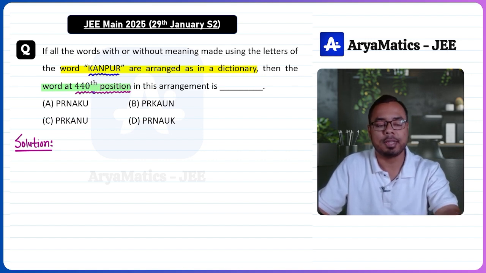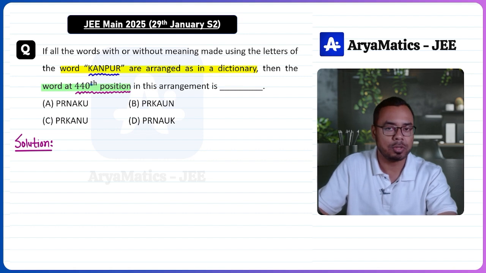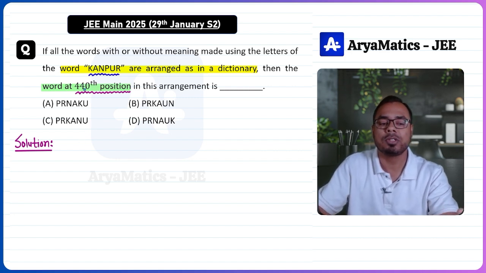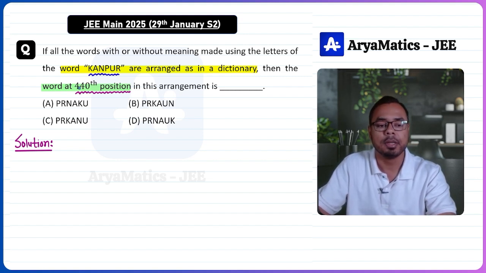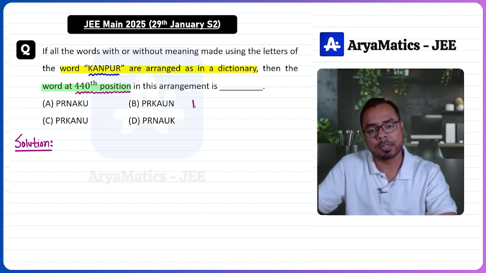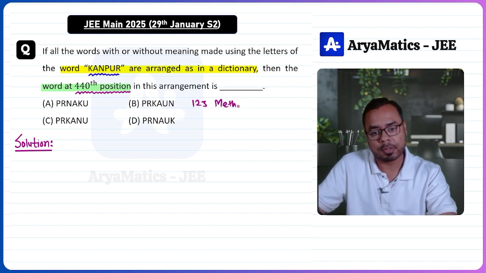Now the trick to solve this type of problem is, first we have to get close to this number 440, and then we can use something called the 1 2 3 method to find the word at this particular place. Once we get close to this number, it becomes slightly tricky to decide which word will come on this place. So for that we'll use the 1 2 3 method. We'll discuss what this 1 2 3 method of solving such problems is.